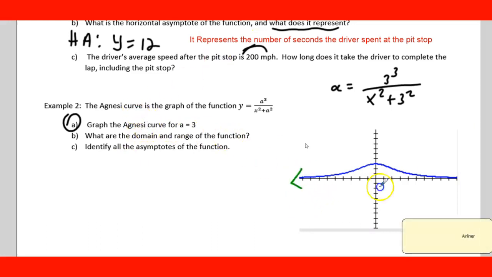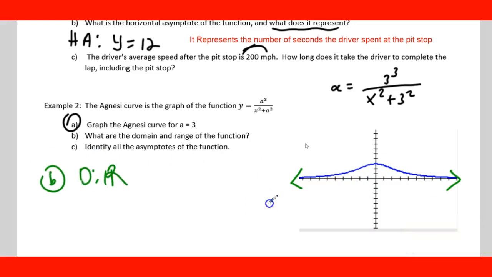Well, if you look, see how this goes to the left and the right infinitely? This will never stop going left and right. So for part B, the domain, guys, is all real numbers. Or you could write negative infinity less than x less than positive infinity. That looks a little better. So that's the domain, guys.